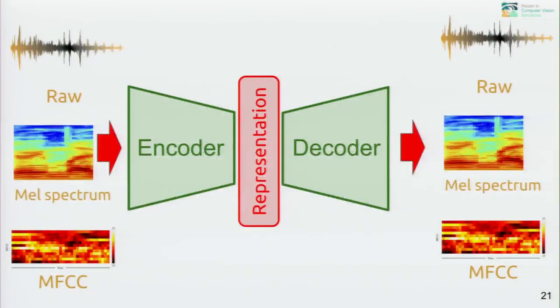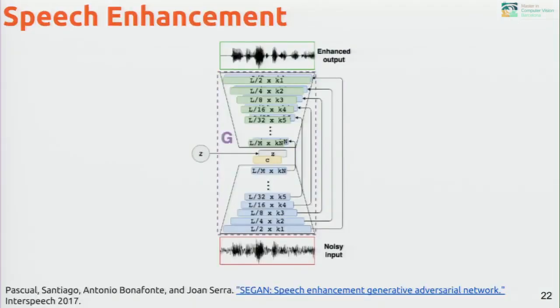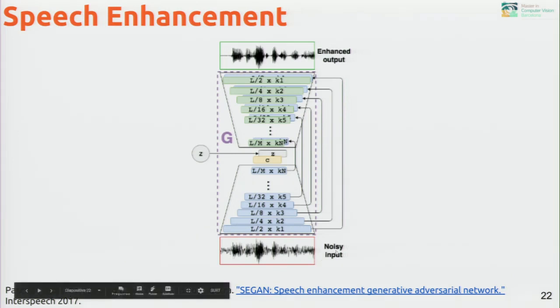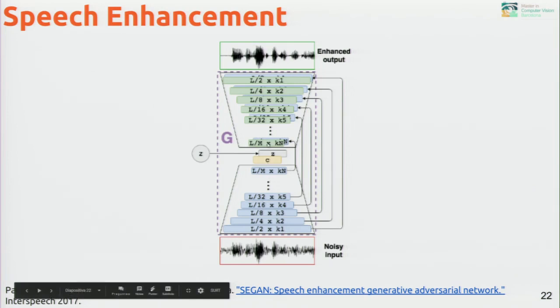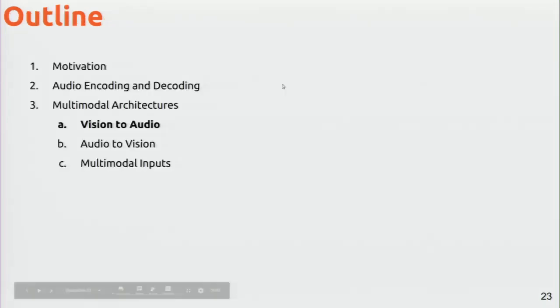So that's an idea of speech encoding and decoding. That's a model which is quite popular. It was from UPC, called SEGAN, in which the input is noisy voice. These are convolutions, and the output is the voice, the speech without noise. Okay, and these are all convolutions. So that would be the encoder, and that would be the decoder.